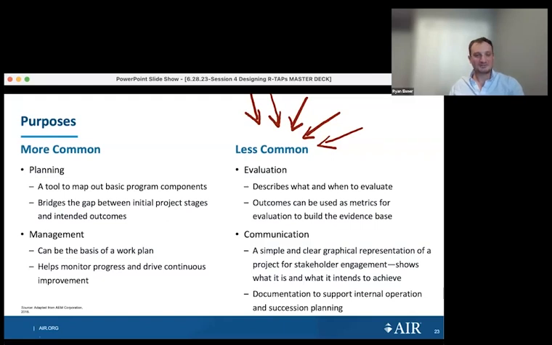We see that logic models could be used more often to drive continuous improvement in programs that are always in place. So, taking that leap from using it just for planning and management to making it a living document that becomes the center of your evaluation, as well as something that can become a clear and simple graphical representation of what your project is to share with stakeholders, both internal to your agency as well as externally.